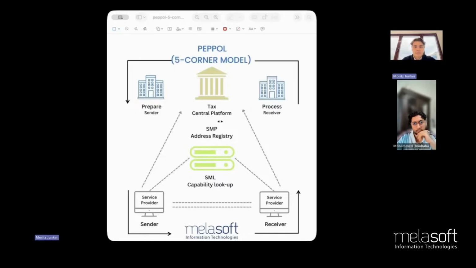Right now, Peppol operates as a four-corner model, meaning the supplier system sends the invoice to their Peppol access point, and then that access point connects through the Peppol network to the buyer's access point, and then the buyer system receives and processes it. The government isn't part of any exchange today. They might only receive aggregated VAT reports later. So under the five-corner model, the tax authority becomes the fifth corner, an active participant in every transaction.